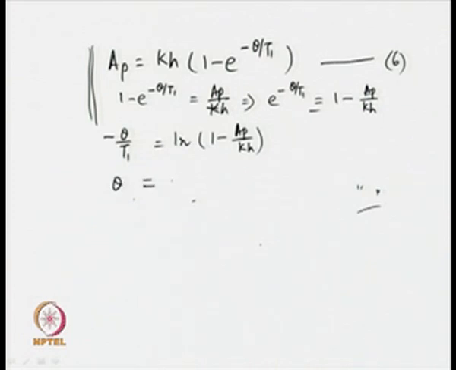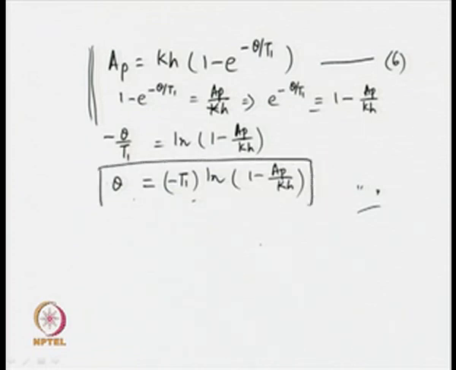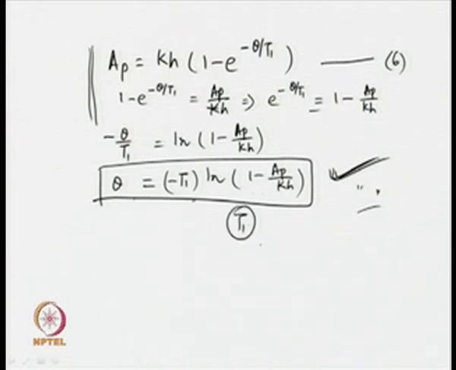or theta upon T1 is equal to, or directly I can write now, theta is equal to minus T1 times ln of 1 minus AP by KH. So, this simple expression can be used for estimating theta. How can you estimate? If I know T1, then it is possible to make use of this expression using AP, K and H to estimate theta.